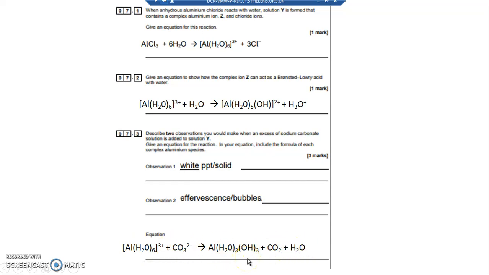The problem is it doesn't balance. So how do I balance it? Well, the first thing to note is I've got 3+ and 2-. So if I have 2 of these, that will give 6+, and 3 carbonates will give 6-. That's a start. So 2 of these and 3 of these gives 6+, 6-. I've got 2 Als now, so I'm going to need 2 Al(H2O)3(OH)3. I've made 3 CO2, and then if you have a look at the H's, you can balance up all the H's and you find you need 3 H2Os, or you can balance the O's either way.